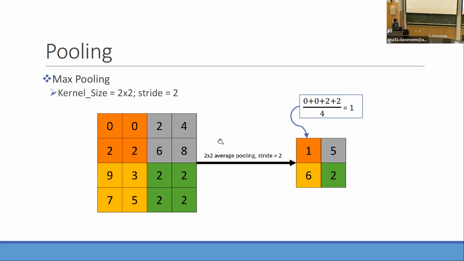Question on Zoom: how do you do pooling when there are multiple channels? You do pooling separately for the different channels. If you have an n channel input, you get an n channel output. Pooling just reduces the spatial dimension, the x and y. It doesn't reduce the depth, and it doesn't reduce the number of channels.